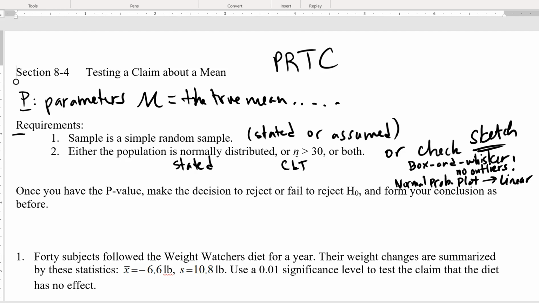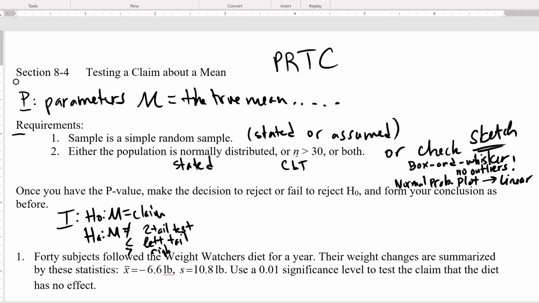When I do the test, we will have a null hypothesis and an alternative hypothesis. The null will be mu is equal to some claim. Alternatively, either not equal to, less than, or greater than. Remember, not equal to is a two-tail test, where we double the p-value. Less than is a left-tail test, and greater than is a right-tail test.